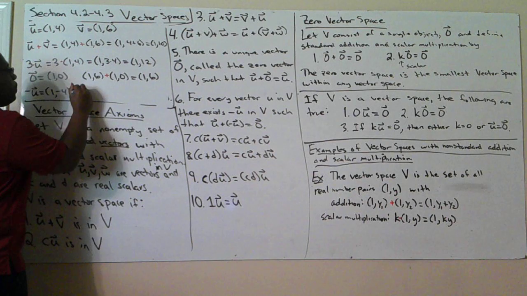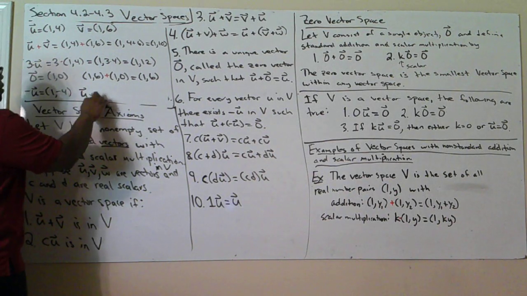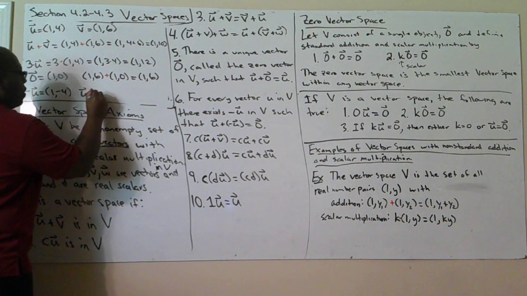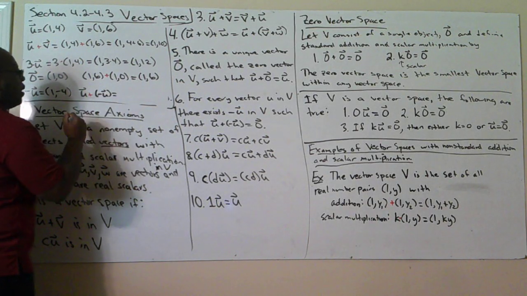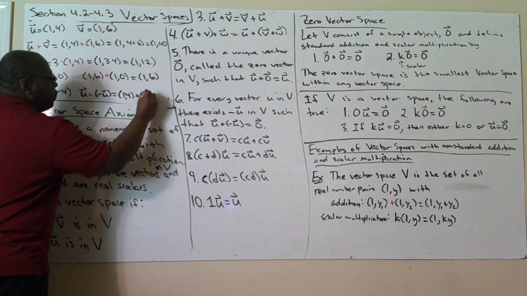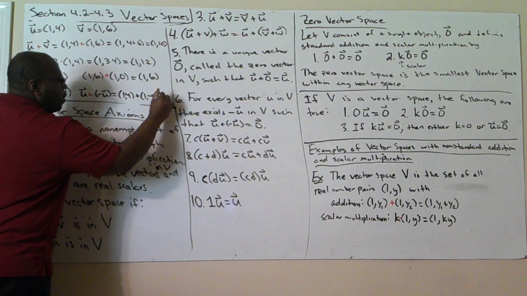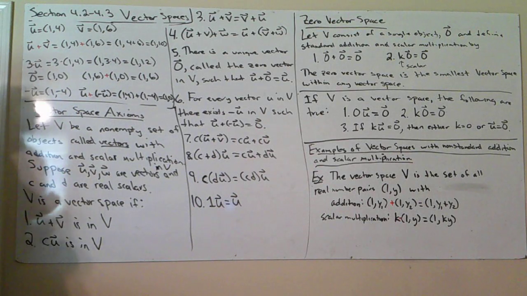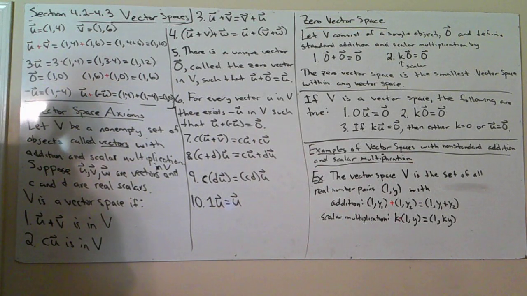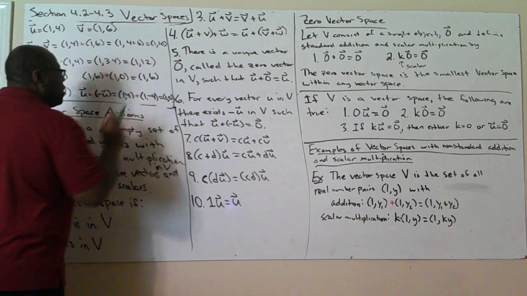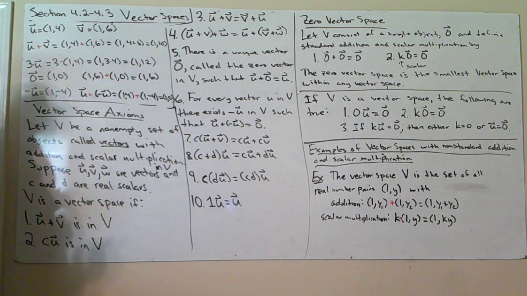So when I do u plus negative u, I got to use a different plus. I get (1, 4) plus (1, negative 4), which is equal to (1, 0). Squeezed it in there, pretty tight. (1, 4) plus (1, negative 4), I get (1, 0), which is my zero vector that I have here.